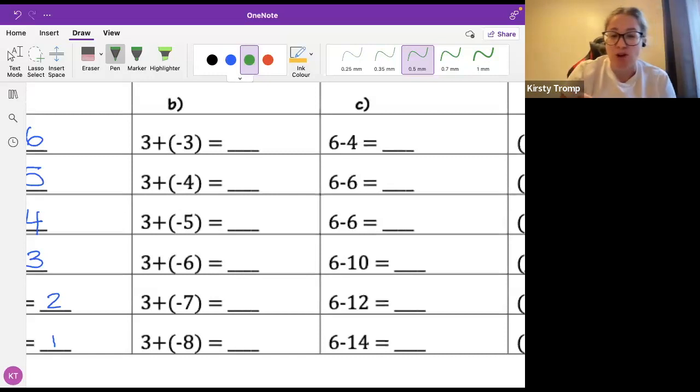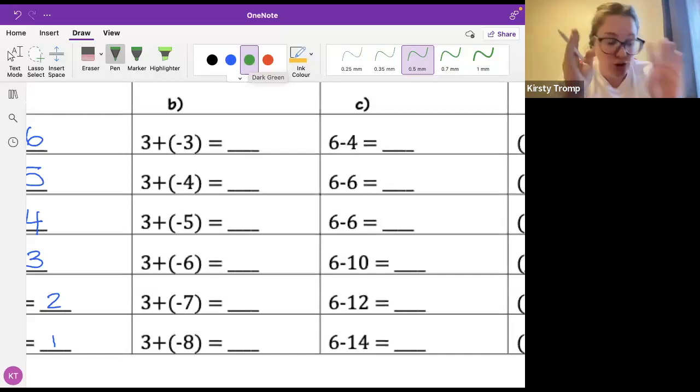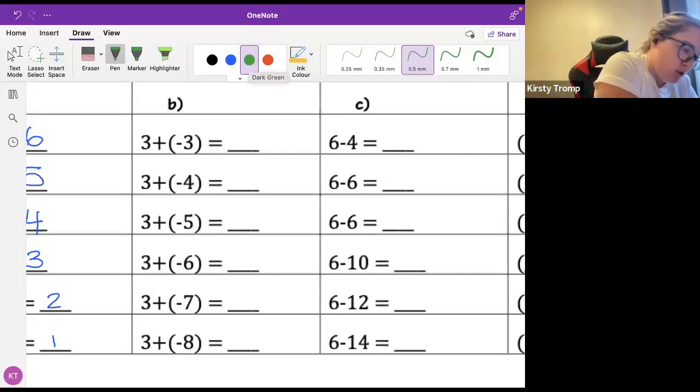What did I say to you when you see a plus and a minus next to each other? What must you do when you see the plus and the minus next to each other? You draw a circle. Good, you draw a circle. So let's draw a circle. All right, so I'm drawing a circle around those signs.